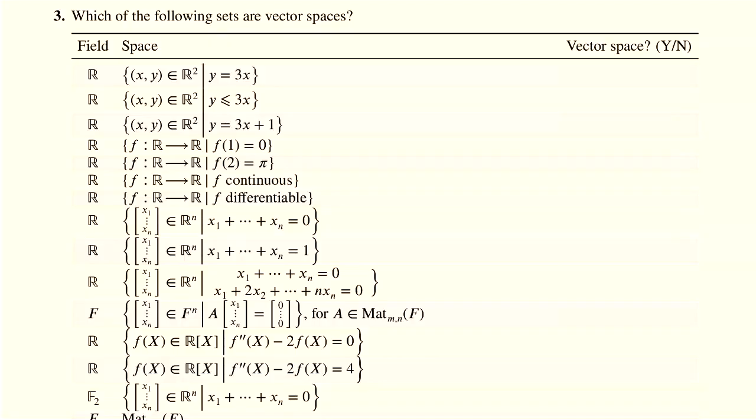Let's think about it. Is this set non-empty? Yeah, the 0 vector is in there. Is it closed under addition? Yes it is. If I have an (x, y) and an (x', y'), then they'll satisfy y plus y' equals 3 times (x plus x'). And finally, is it closed under scalar multiplication? Yeah, if I replace x by lambda x and y by lambda y, the equation's still fine. So this one's all good.